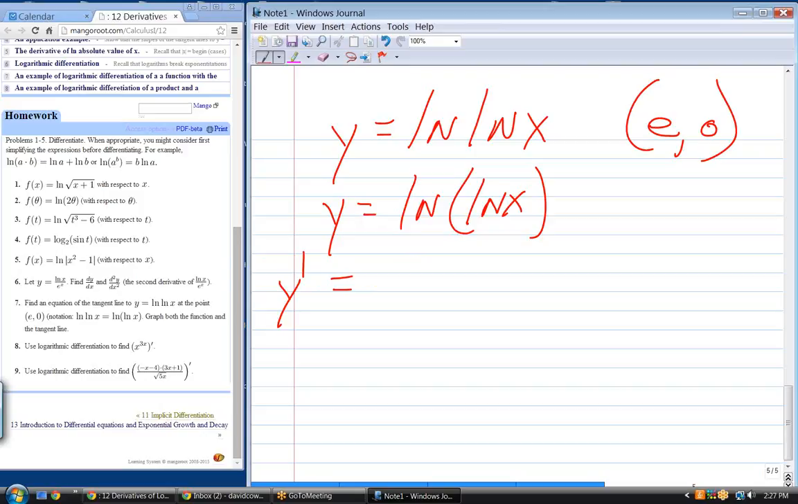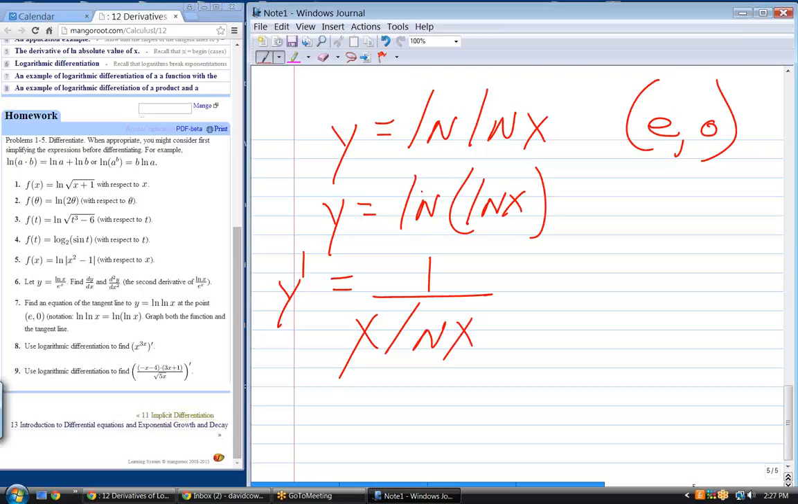Okay. It's not actually the product rule. It's the chain rule we're going to need. What's the derivative of the outside? 1 over the natural log of x. What's the derivative of the inside? 1 over x. So there's the derivative. You notice why we're not using the product rule. There's nothing being multiplied here.